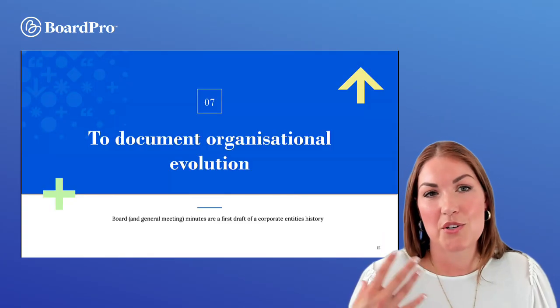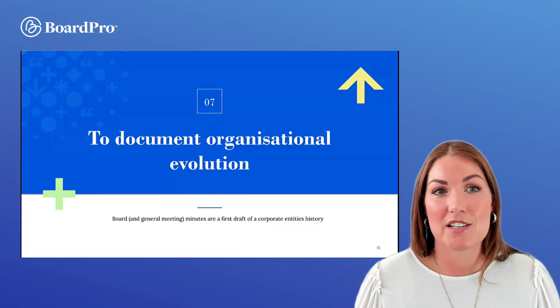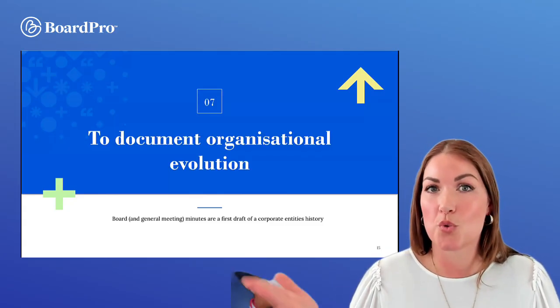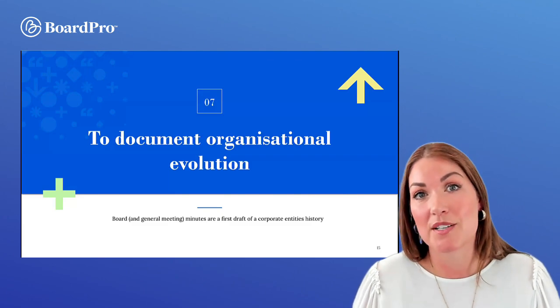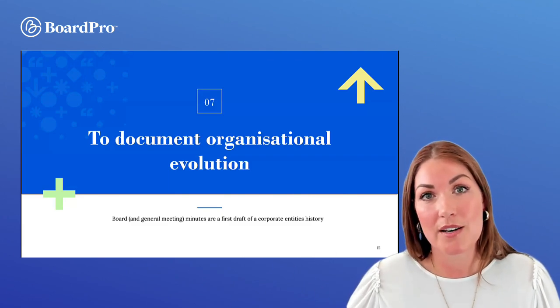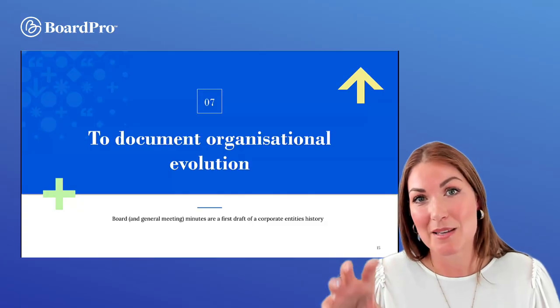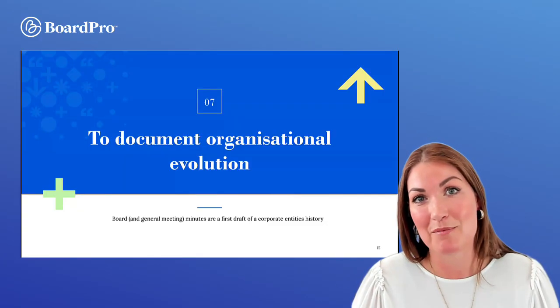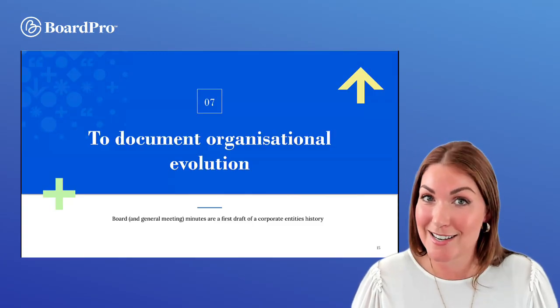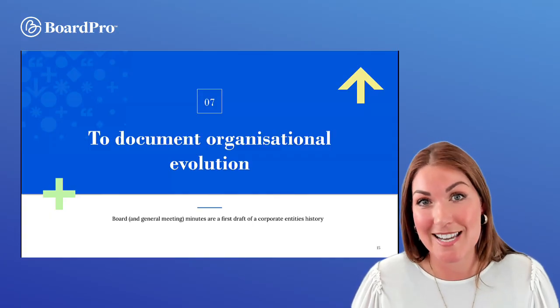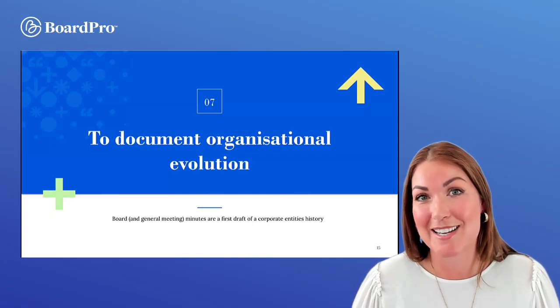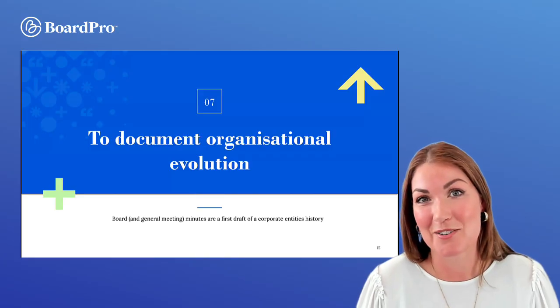So as I've already touched on, minutes also document that organisational evolution. They tell the story of the history of the company. They are an enduring record. Directors move on, but the minutes remain, and sometimes they really do tell the story of an organisation, especially when those companies keep minutes for years and years. I worked for a school that had minutes dating back over 100 years. And that really does tell a story of the organisation's history.